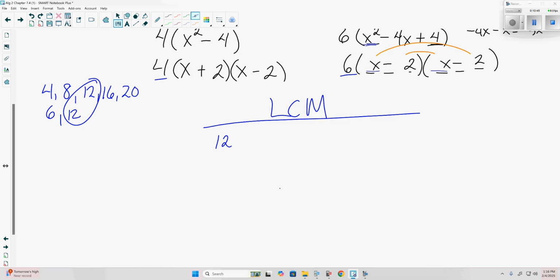All right, let's look at x plus 2 first. So our first equation has how many factors of x plus 2? 1. It shows up once, yes? How many does the other one have? 0. So x plus 2 needs to show up in our least common multiple how many times? Once. It showed up once in one of them, so we need it once.